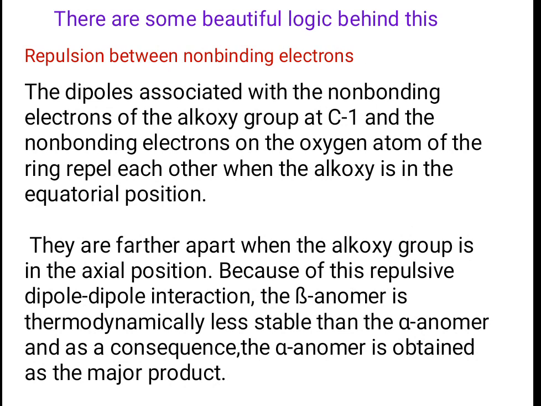They are further apart when the alkoxy group is in the axial position. Because of this repulsive dipole-dipole interaction, the beta anomer is thermodynamically less stable than the alpha anomer, and as a consequence, the alpha anomer is obtained as the major product. This is one reason.